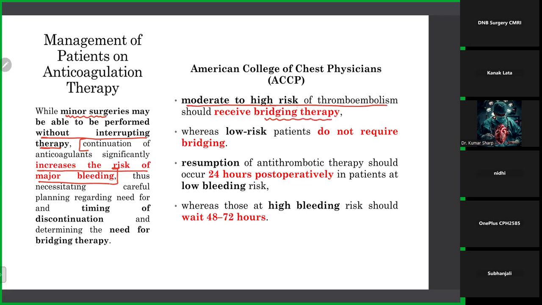This is according to the ACCP guidelines, American College of Chest Physicians. We have a slide dedicated to this, just the next one. In patients at low risk of thromboembolism, bridging is not required. Resumption of antithrombotic therapy should occur 24 hours post-op in patients at low bleeding risk, whereas those at high bleeding risk should wait for 48 to 72 hours.